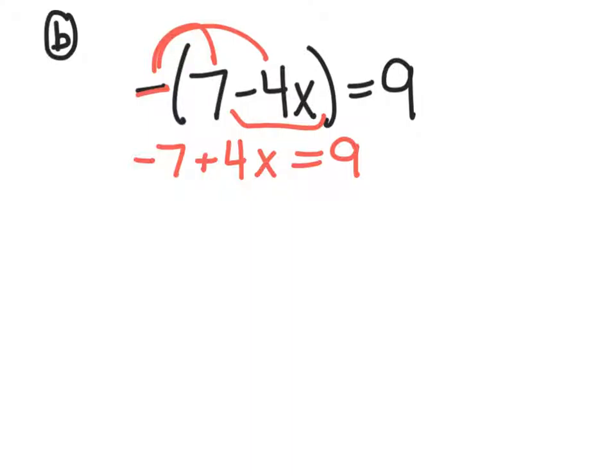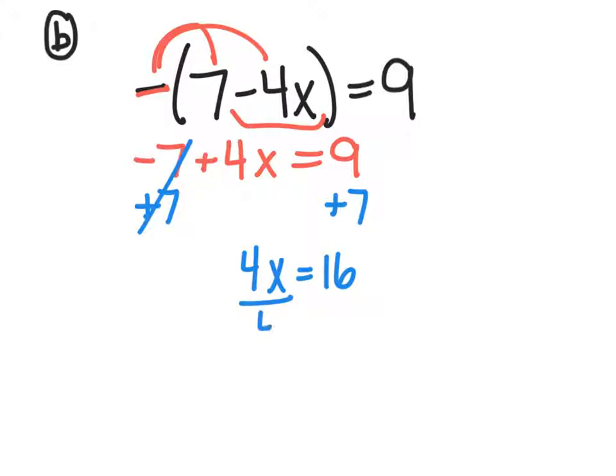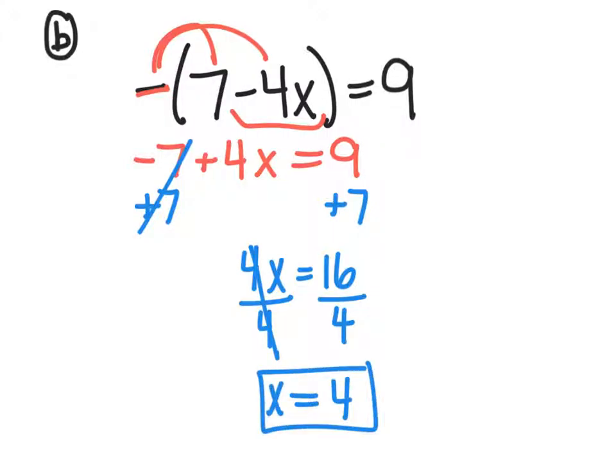And now I already have my x's over on this side, so let's get rid of everything else. In this case, we have a minus 7, so the opposite is a plus 7. If I do it to the left, I need to do it to the right, and I have 4x equals 16. Then my final step is always to divide by how many x's I have to figure out the value of 1x. So I have 4 x's, so I'll divide by 4. 4x divided by 4 is just x, and 16 divided by 4 is 4.